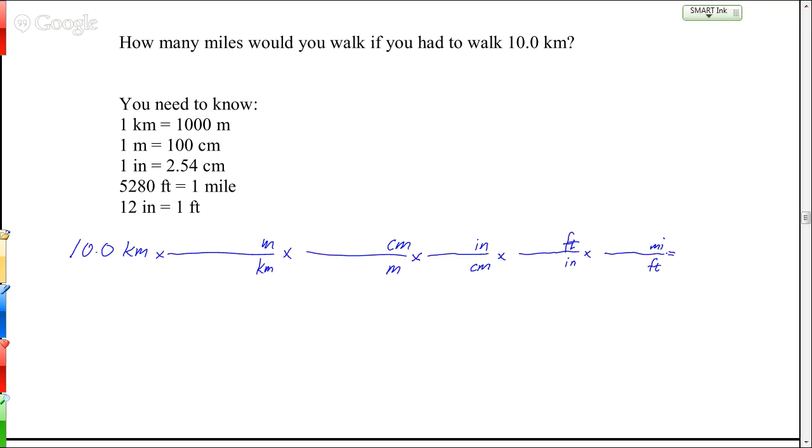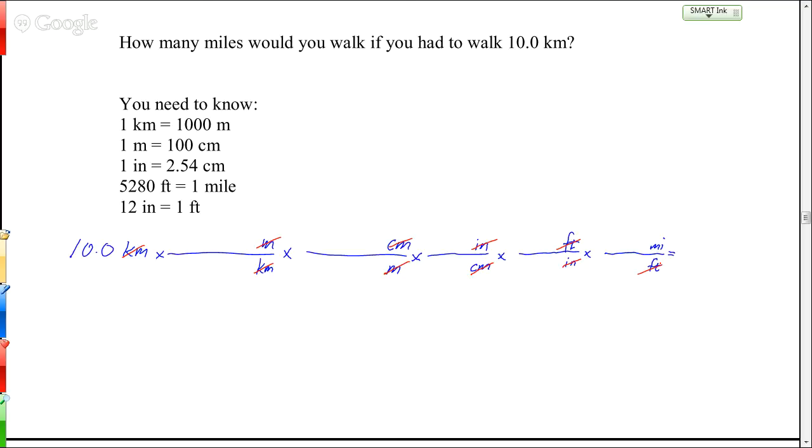So you'll notice what I've done is in each case, I've written the unit I want to get rid of on the bottom and the unit I want to have on the top. So kilometers cancels with kilometers, meters then cancels with meters, centimeters with centimeters, inches with inches, feet with feet, and then I'm left with miles.